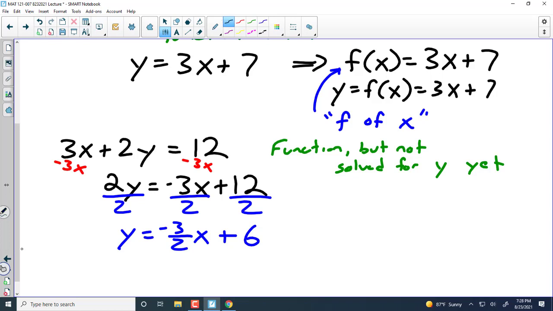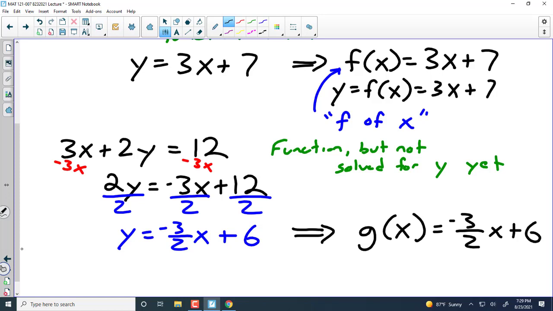So now what I can do is I can name it. No big mystery, everyone. The other one was called f of x. This is called g of x. Why do I do that? Because I'm working with two different equations. I have this equation up here and this equation down here. So I think I'll give them two different names. One of them is called f, one of them is called g.